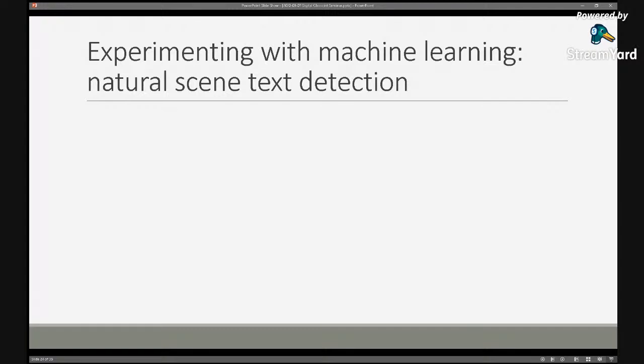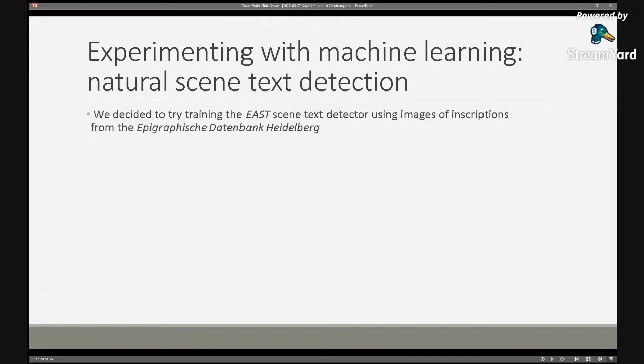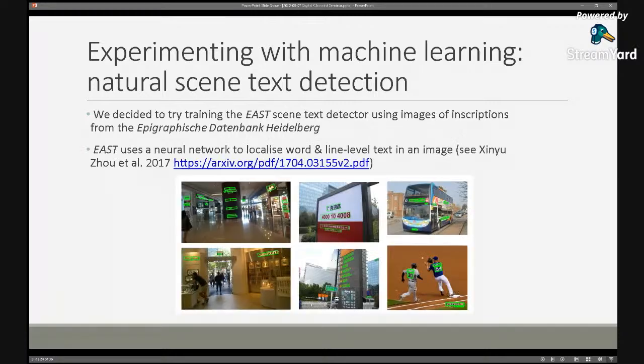And when we discussed how we might do this, I have to say I didn't know anything about machine learning at this point whatsoever, and was relying on them to understand the machine learning side of things, and they were relying on me to understand the research problem. Between us, we learnt from each other and worked out that it would be a good idea to try training a natural scene text detector to handle images of inscriptions.